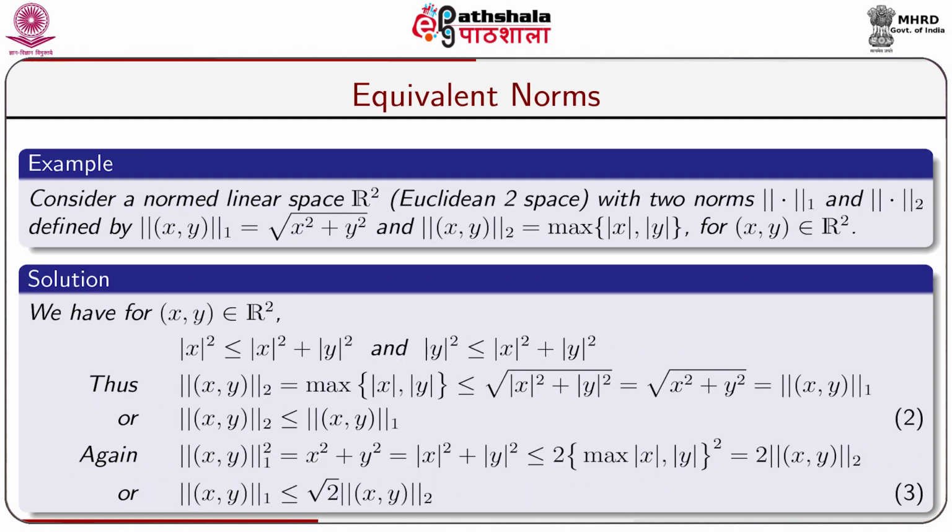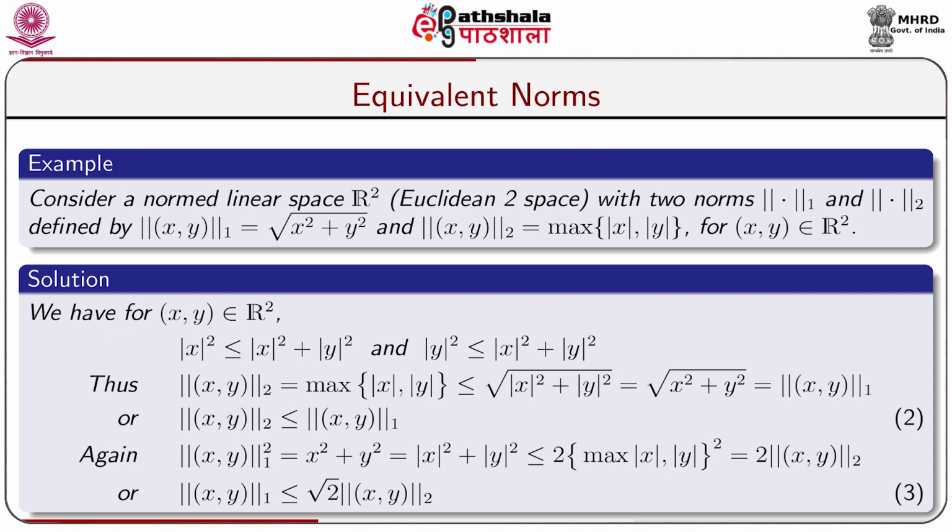Let us take an example. Consider the normed linear space R2, that is Euclidean 2-space of reals, with two norms, norm 1 and norm 2, defined by norm of the pair x, y under norm 1 is equal to root over x square plus y square, and norm of the pair x, y under norm 2 is equal to max of modulus of x, modulus of y, for pairs x, y belonging to R2. The solution is given below.